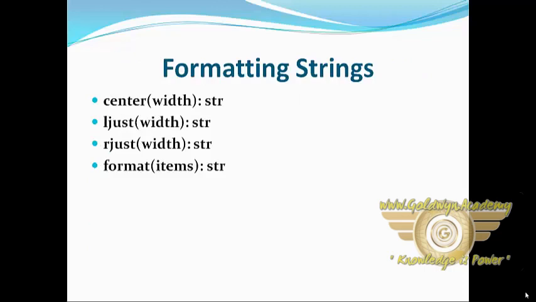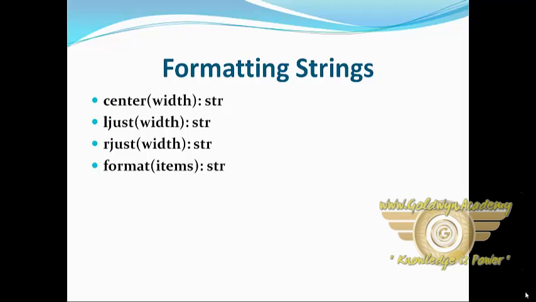Then we see formatting strings. There are many functions for formatting strings. The first one is center, which returns a copy of the string centered in a field of the given width. The second one is ljust, which returns a string left justified in a field of the given width. The next one is rjust, which returns a string right justified in a field of the given width. And the format function formats a string.